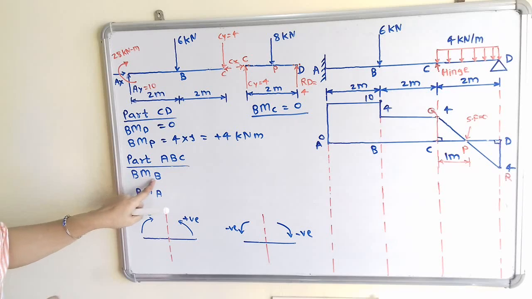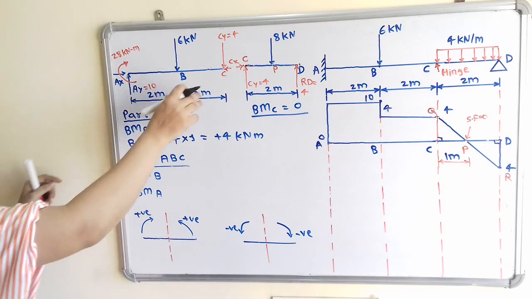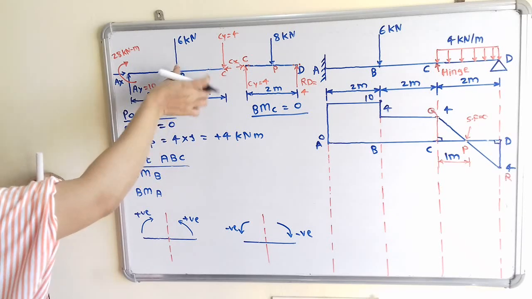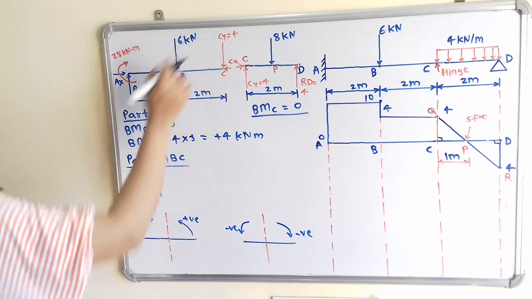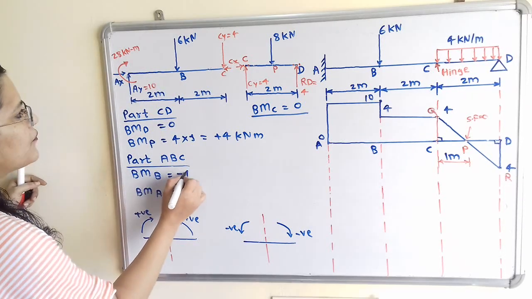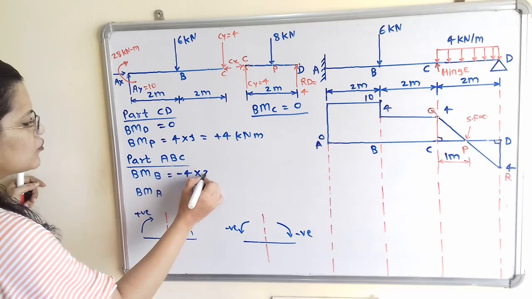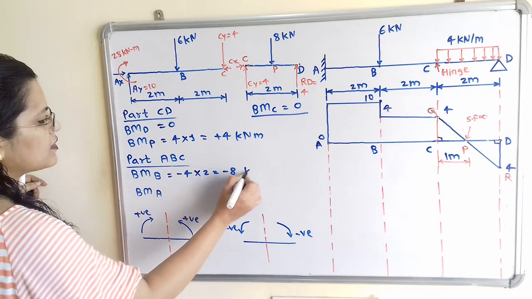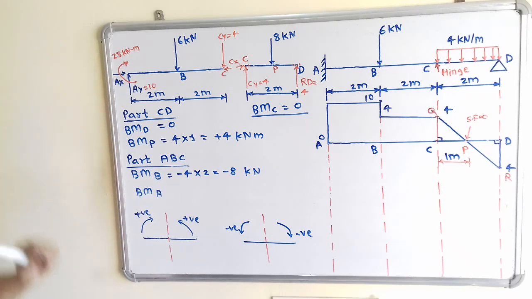We will move to the bending moment at point B. So if we move the compass in the direction of CY, that is, it is in clockwise direction. So we have to take negative sign. So minus 4 multiplied by distance in between B and C, that is 2, which is equal to minus 8 kilonewton meter. Now we will move to the next point A.